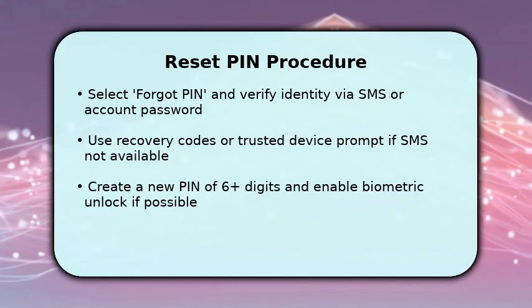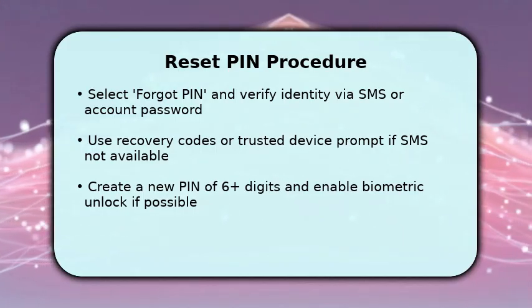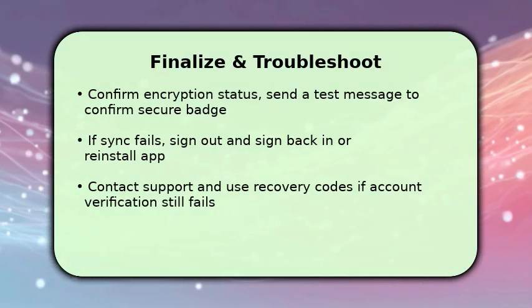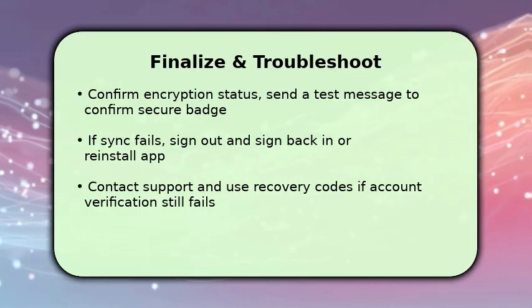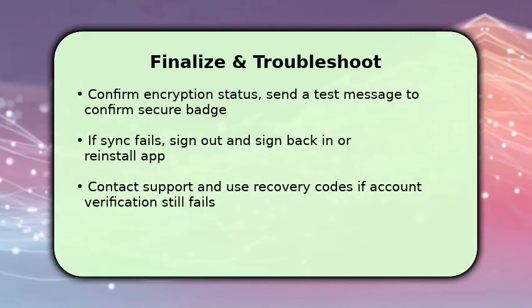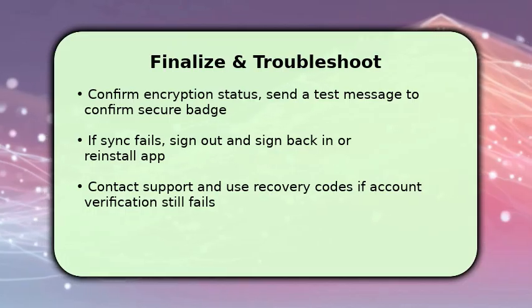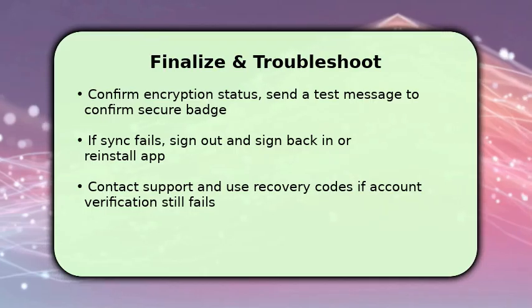This middle phase is where the system re-encrypts keys under your new PIN. Finish by verifying that end-to-end encryption is active. Send a short test message and look for the secure badge or lock icon. If messages aren't syncing or you still see lock errors, sign out and sign back in or reinstall the app to refresh encryption keys. If problems persist, use your recovery codes or contact support for account-level verification. They can reissue recovery steps.